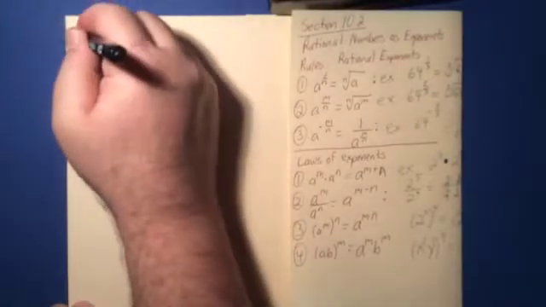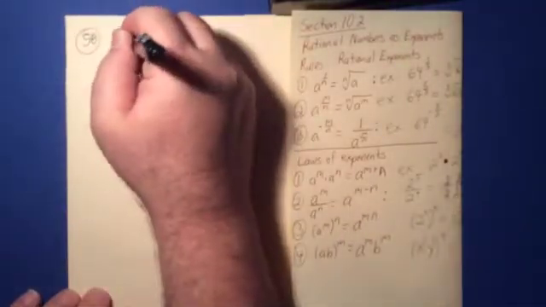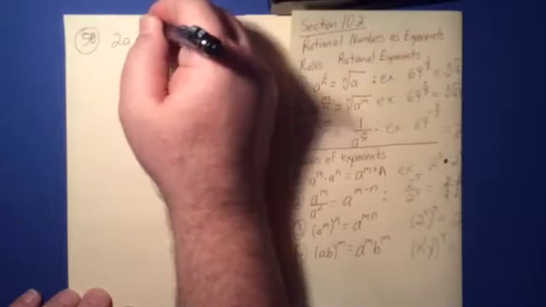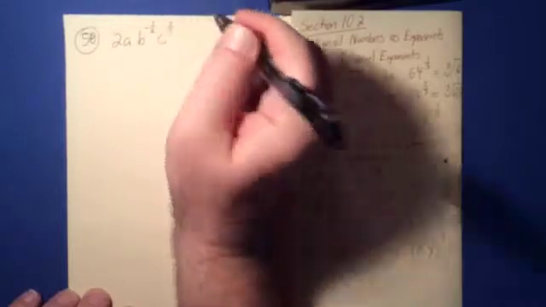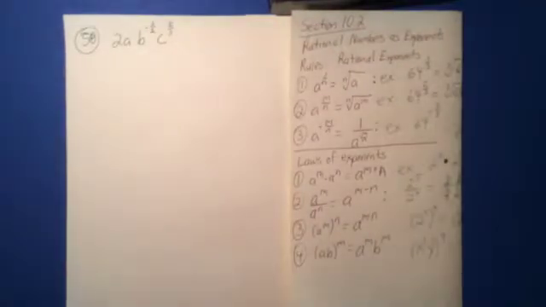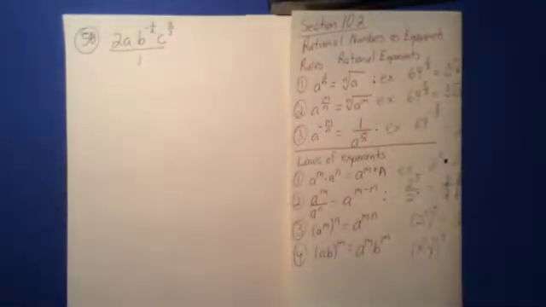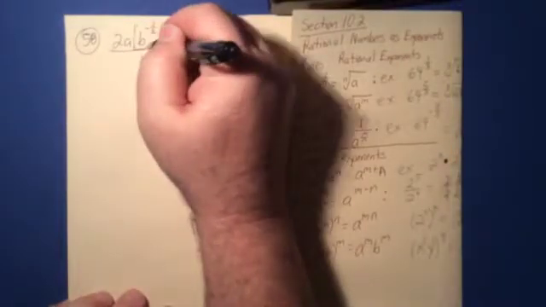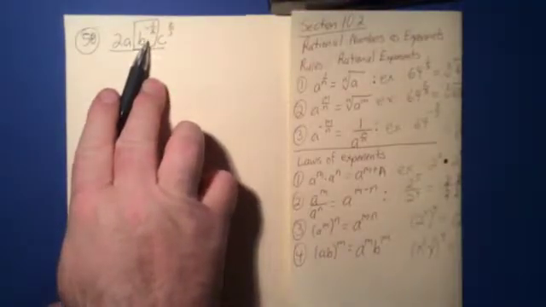We're going to take a look now at 58. In 58, we have 2ab to the negative 1/2 times c to the 2/3. Since I know negative exponents are involved, I know fractions are going to be involved. So I'm going to put this over 1. And again, I'm going to keep the premise in mind that I box what I move. What gets moved? Things with negative exponents. So I'm going to box b to the negative 1/2. Whatever the negative exponent is attached to, that's what I box.